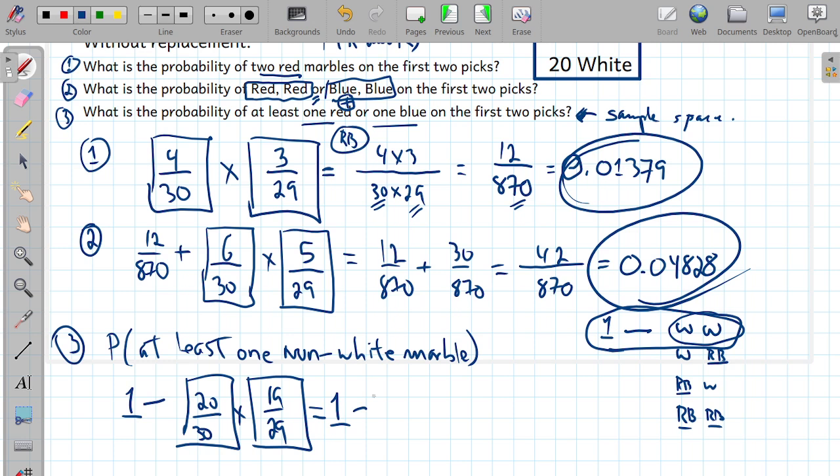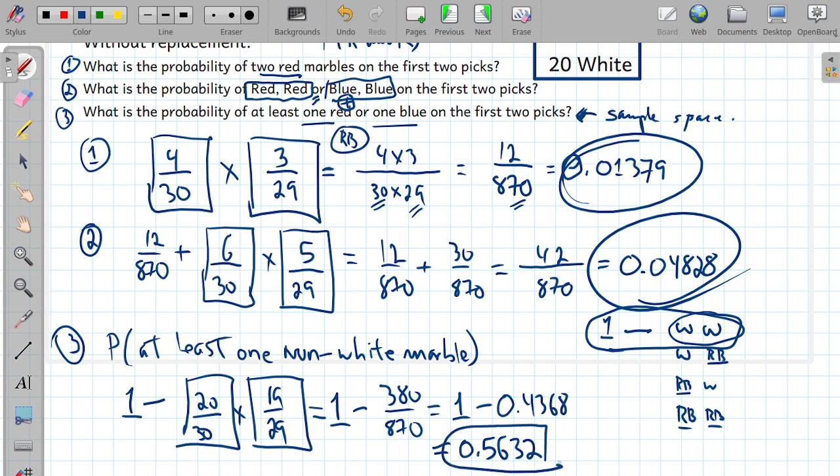So we get 1 minus 20 times 19. That should be 380. Sure, that's 380. And this is 870, because we already know that. So this will be 1 minus, where's my calculator? 380 divided by 870 is 0.4368, rounded. So the answer to the question then will be, I'm not going to do it in my head, I'll screw that up for one reason or another, 0.5632. There we go.